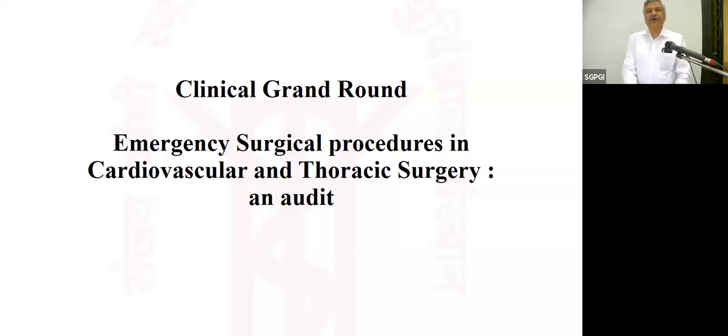Good morning, everyone. So we wanted to divide this CGR into two portions. The first portion is the description of the type of emergencies that we deal with and some representative cases. And then following that, we are going to present an audit. Dr. Munshi, who is the youngest faculty member of our department, joined last year, is going to present this data.